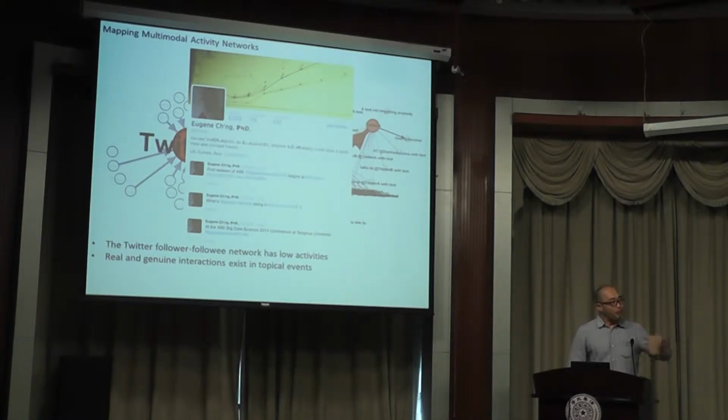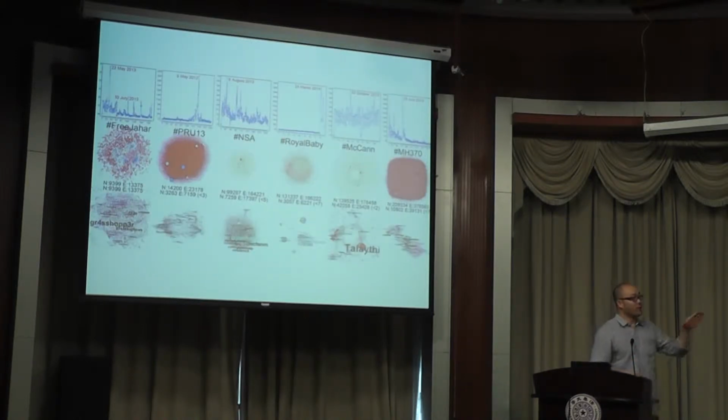So we have been modeling and mapping real interactions between people in real events, and that brings us something really interesting, which I will show you. I've been looking into Free Johar, which is the main topic here, and also election data from PRU 13 from Malaysia. NSA, I'm not spying, but I'm mapping people's reaction on Twitter with regards to NSA spying on people. I mapped the royal baby, Madeleine McCann's kidnapping case, and MH370. I wasn't at my server, so I didn't capture MH17.